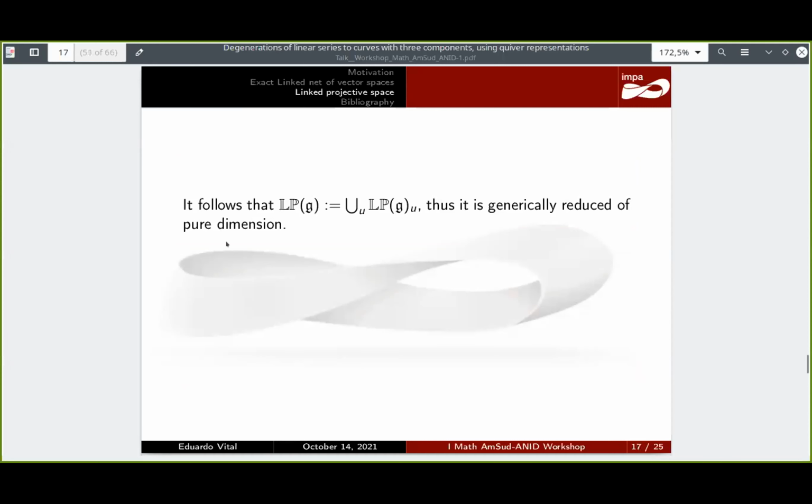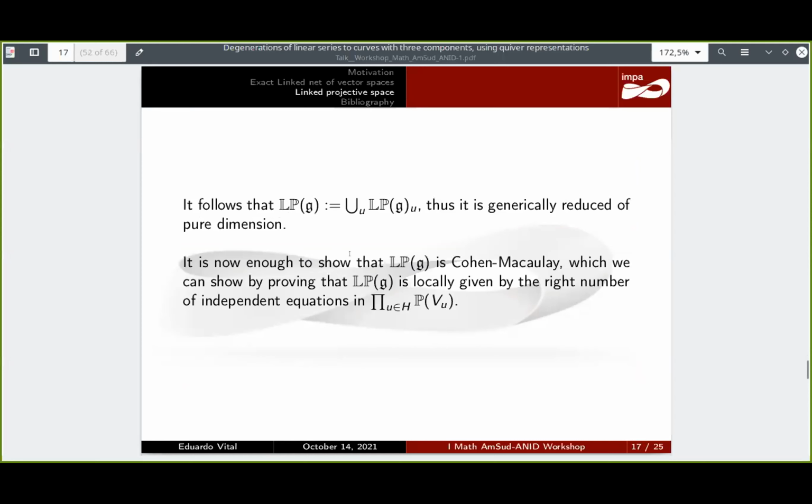So it follows that LPG is the union of LPGU, thus it's generically reduced of pure dimension R because each of these components has dimension R and it is reduced. So now it's enough to prove that LPG is Cohen-Macaulay because generically reduced and Cohen-Macaulay implies reduced. And we'll do it by proving that LPG is locally given by the right number of independent equations inside the product of projective spaces.